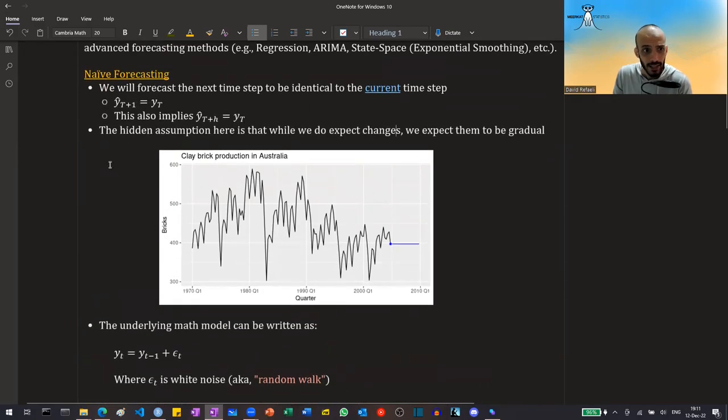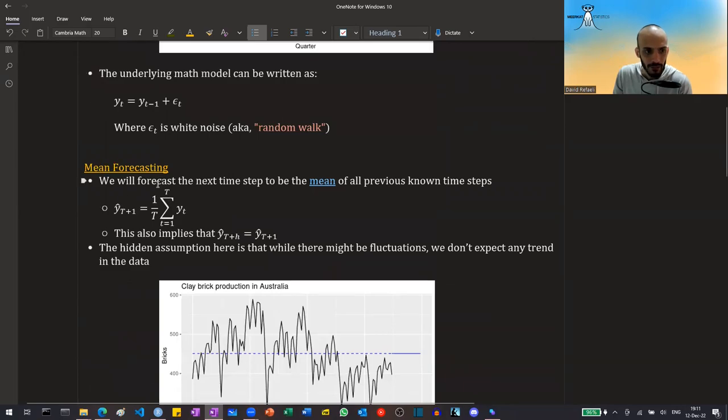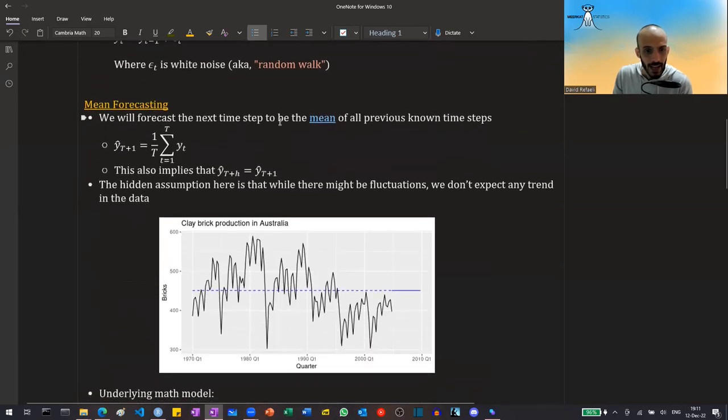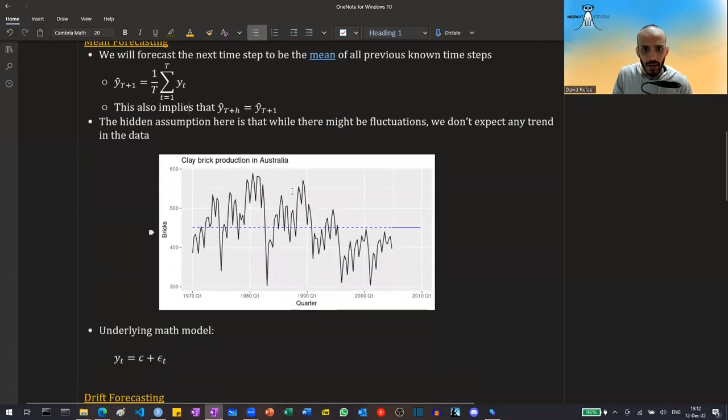Okay, so this is one baseline method. Another baseline method is mean forecasting. The next time step, we forecast to be the mean of all the previous time steps. So y hat at capital T plus 1 will be equal to the sum of all the previous y t divided by T, or the average of all the values. Notice that this also implies that the forecast for T plus h, h time steps ahead, whatever h may be, is the same as for T plus 1, because if you add the average to your series, the average stays the same.